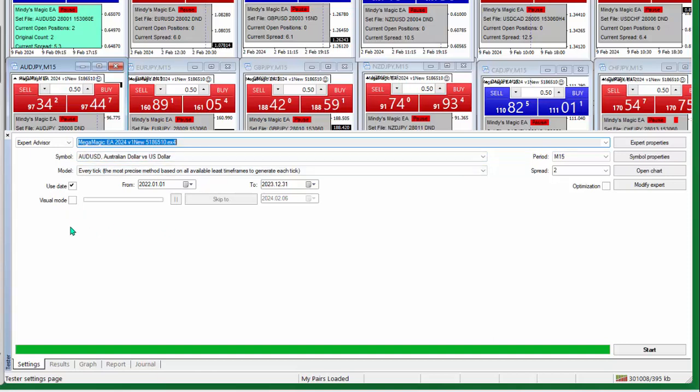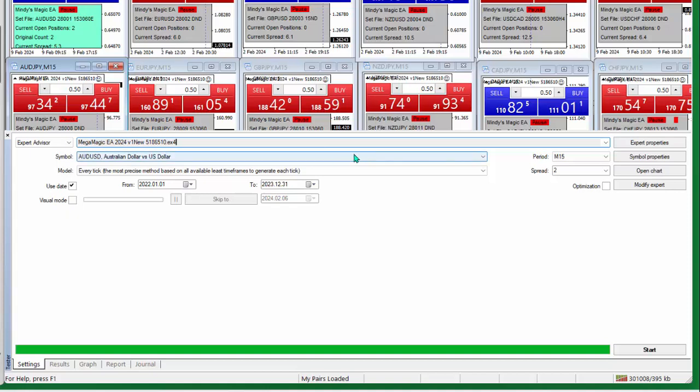So if I wanted to get a good indication of how this EA is going to perform, I need to give it at least a couple of years of history, because if you pull out any one month in particular, that might have been a slow month, or it might have been a really busy month, right? So what I've done here is I have the strategy tester set up to test my new EA, the MegaMagic EA 2024 version 1, okay?